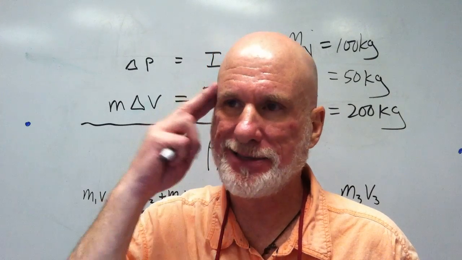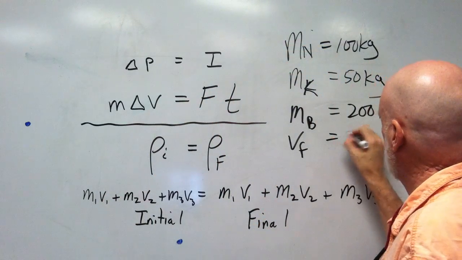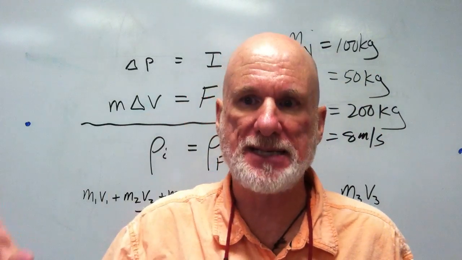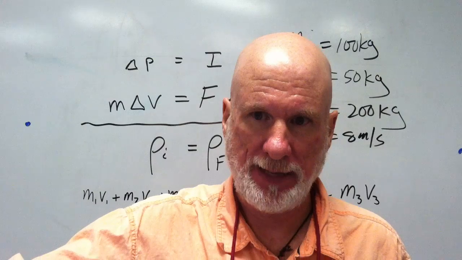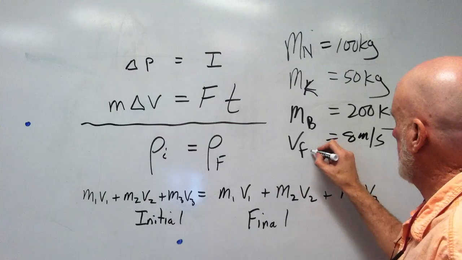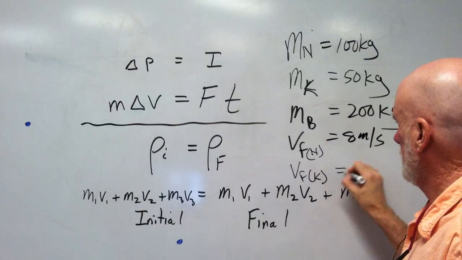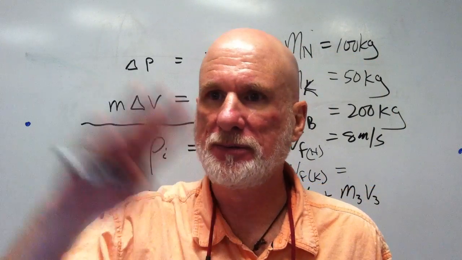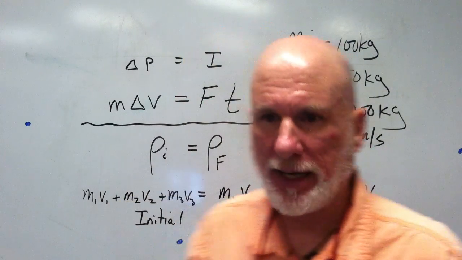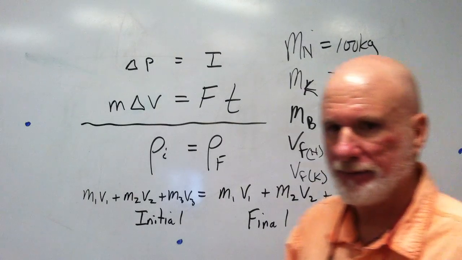Really fast. There's no way he can do that. But let's say he can. Let's pretend. 8 meters per second. All I'm telling you is that he's going off the back. And that's Nate. And Keith, he's going to go off the front. Let's say he goes off at 3 meters per second. That's Keith.